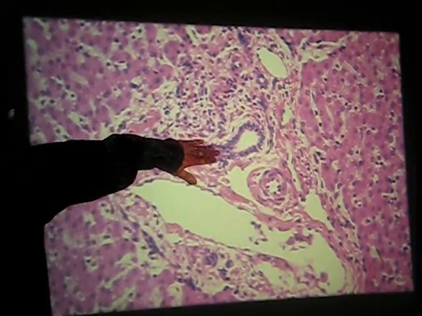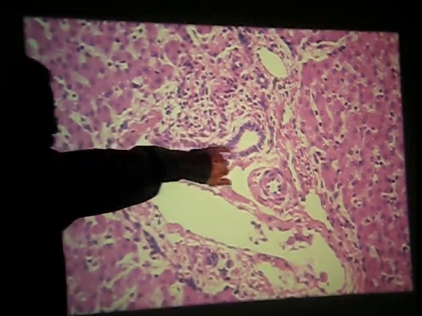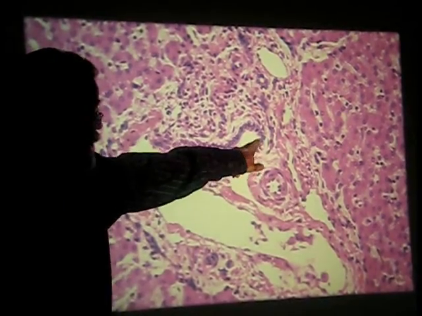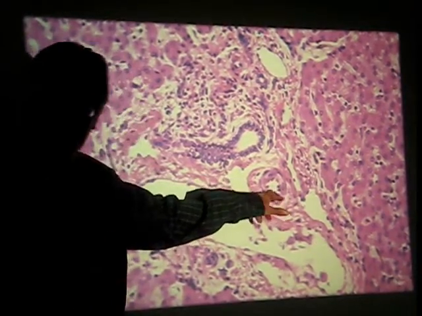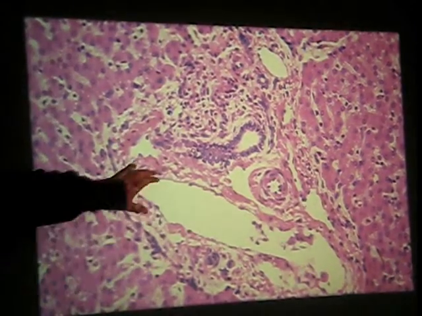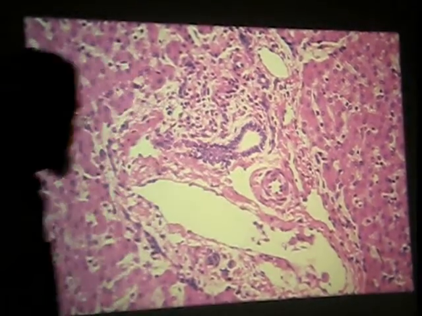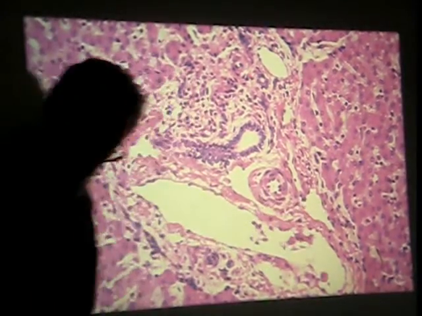This is a higher power shot of what we just looked at. So kind of tangential through the wall of the bile duct here we see the lumen, and you can pick out that it's a simple cuboidal. We can see the little scrunched down representation of the artery, the larger branches of the hepatic portal vein, and the lymphatic right there.